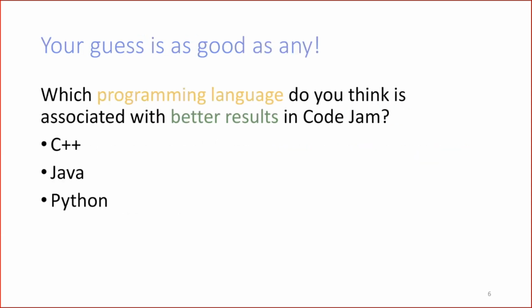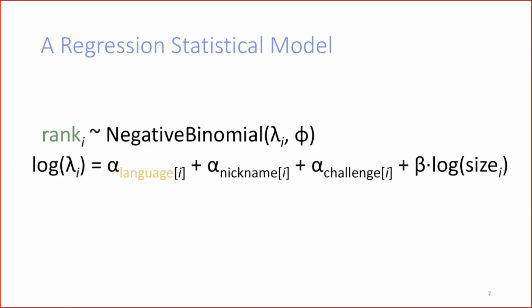So maybe before we go on, because I'm going to answer this question in some way, a show of hands: who thinks that C++ was the one more strongly associated with good results? Okay, so I think roughly half of the room. And who thinks it was Java? Okay, not very popular. And what about Python? Okay, I think it's more or less a tie between C++ and Python. Interesting. I'm not going to spoil the answer, and we're going to see it a bit later, of course.